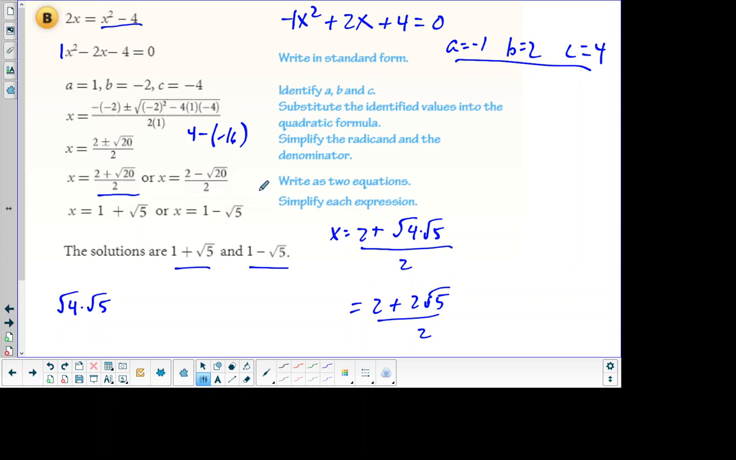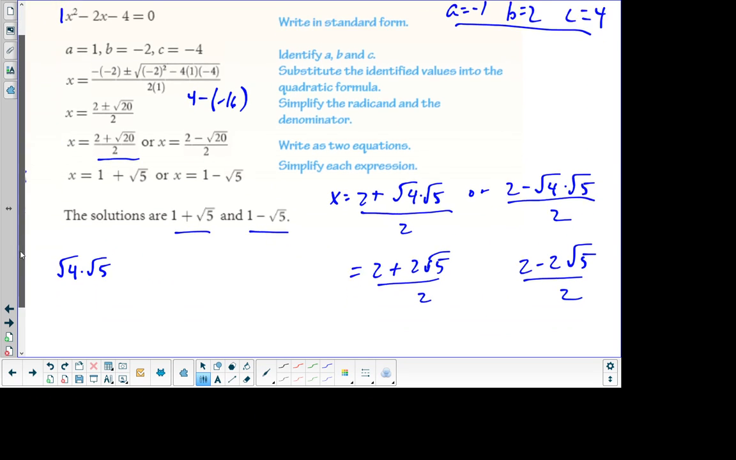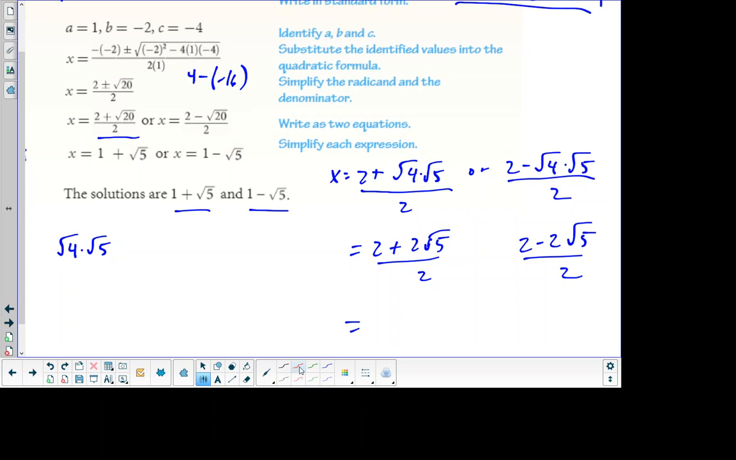all over 2. And then for the other one, 2 minus square root of 4 times square root of 5 over 2. And that simplifies to 2 minus 2 radical 5 over 2. Now at this point, remember, you can simplify these fractions because the 2 and the 2 all have common factors of 2. So you can divide each of those terms by 2. And when you do that, 2 divided by 2 is 1. When you divide this by 2, the 2 cancels out, and that just leaves you with radical 5.